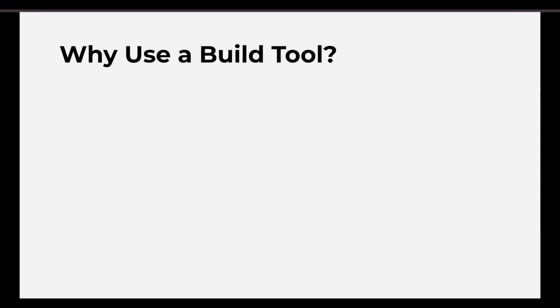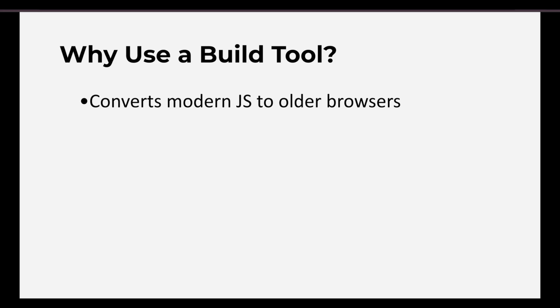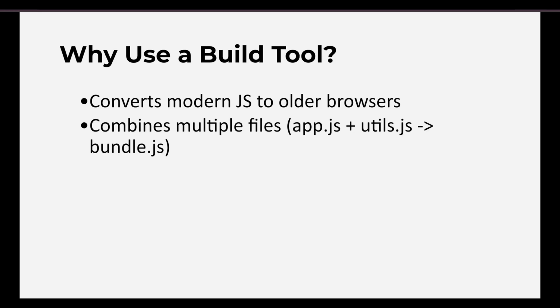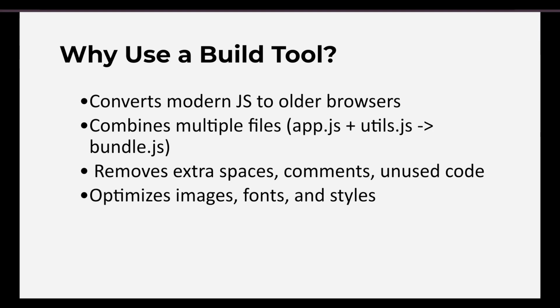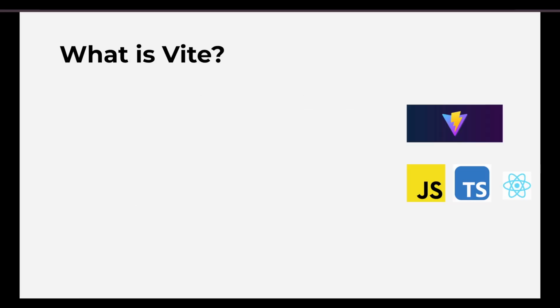So why do we need it? It converts modern code into older formats for browser support, combines files like turning application.js, utils.js, and vendor.js into one bundle.js. It removes extra spaces, comments, or unused code to make the files smaller. It optimizes images, fonts, and style. And during development, it can watch your files and auto-refresh your application, saving a lot of dev time.